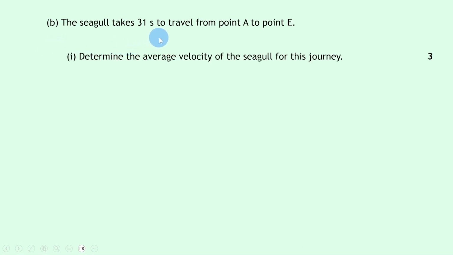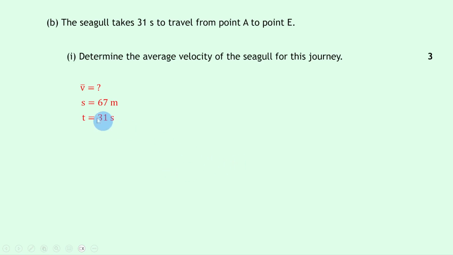Part B says the seagull takes 31 seconds to travel from point A to point E. Part 1 says determine the average velocity of the seagull for this journey, and there's 3 marks available here. Well, writing down what we know from the question, we're trying to calculate the average velocity v bar. We know the resultant displacement from part A there is 67 metres, and the time t is 31 seconds.